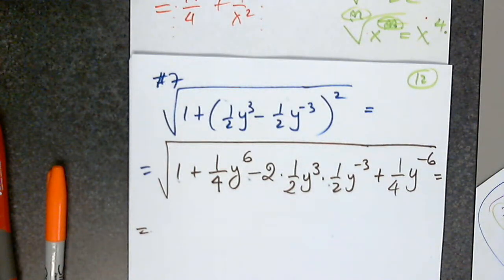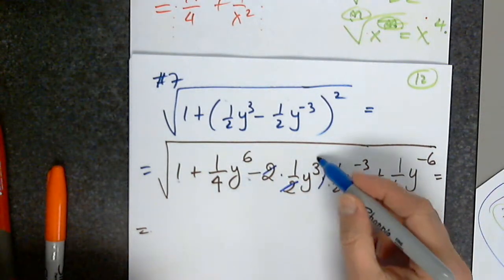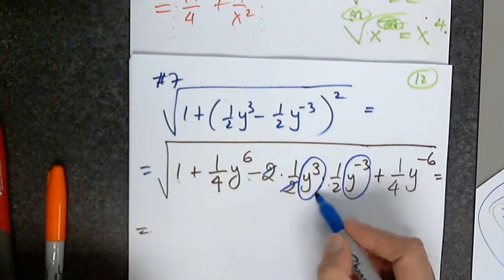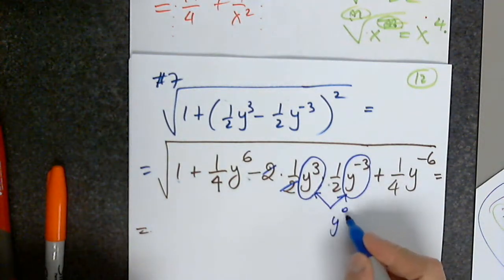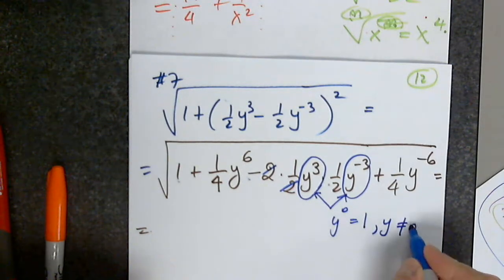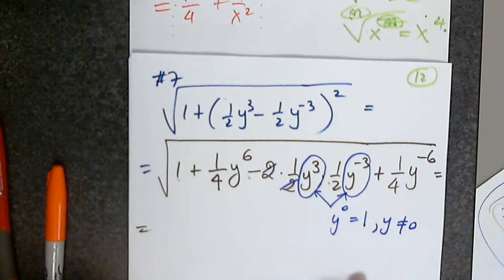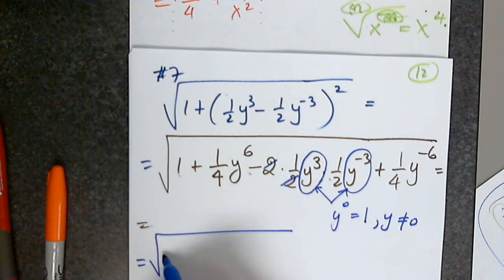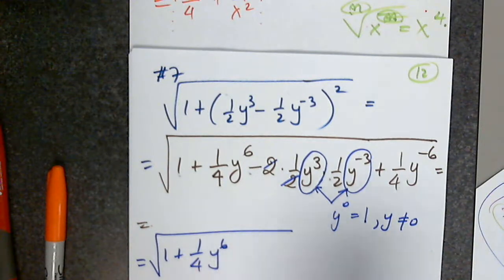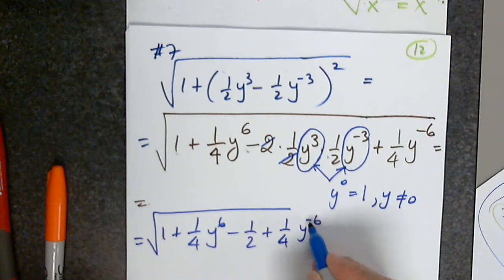Can anyone give us the simplified form of the middle term? Obviously, the 2 and the 2 will go away. When I multiply y to the third by y to the negative 3, what do I get? Copy the base, add the exponents. Y to the 0 is 1. Of course, y is considered not 0, because y to the negative 3 is 1 over y cubed. So I'm going to write what I have right now one more time: 1 plus 1/4 y to the 6th minus 1/2 plus 1/4 y to the negative 6.